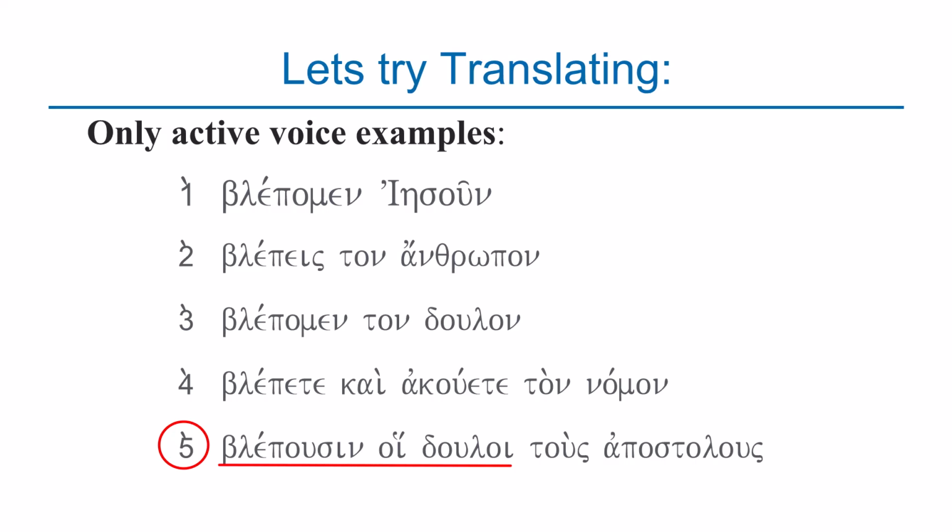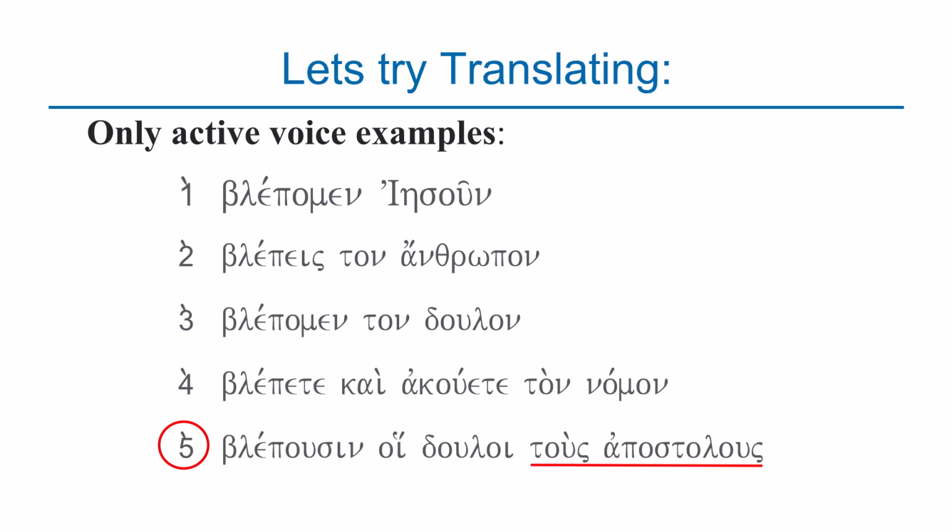You can't say "the servants, they are seeing." That's repetition in English, so you remove the word "they" to make sense in English. So for now we have "the servants are seeing." Hoi duloi blepusin. The servants are seeing. Then we come to the other part.